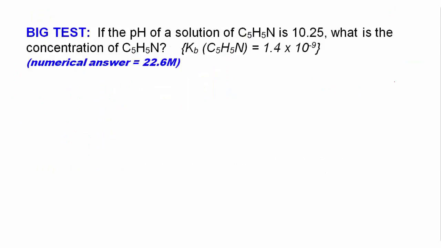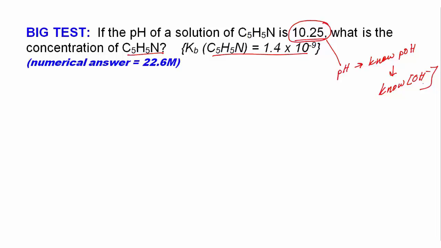Let's try this one. If the pH of pyridine solution is 10.25, what is the concentration of the pyridine? And they give us the Kb number for pyridine. This is not an ICE problem because they gave us pH. They did not give us an initial amount of pyridine. They gave us the final pH. So we know the equilibrium concentration. If we know pH, really we know pOH. And if we know pOH, we know the hydroxide.